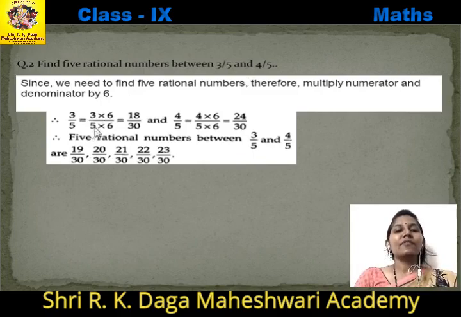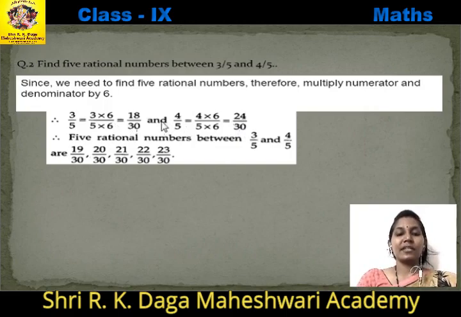Now 3 by 5 is equal to 3 into 6 upon 5 into 6, that is 18 by 30. And 4 by 5 is equal to 4 into 6 upon 5 into 6, which is equal to 24 by 30. Now you have 18 by 30 and 24 by 30. You can find 5 rational numbers easily between these two numbers.